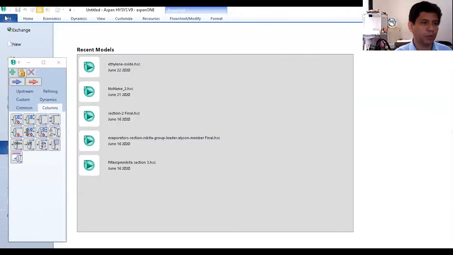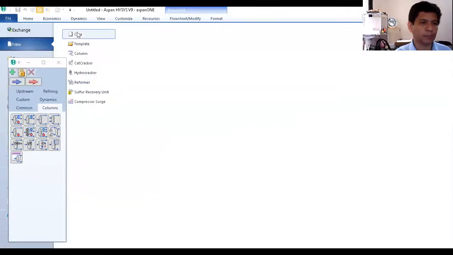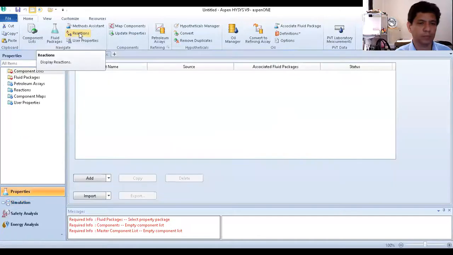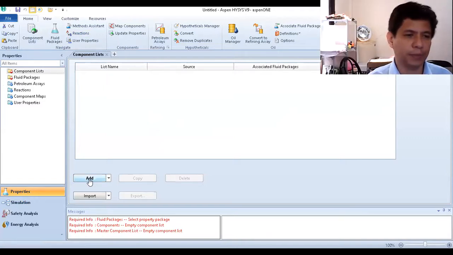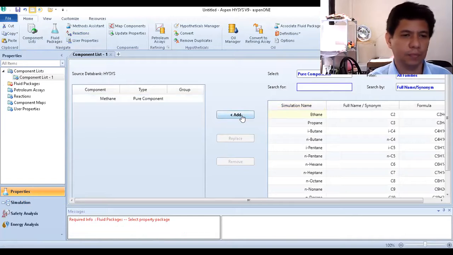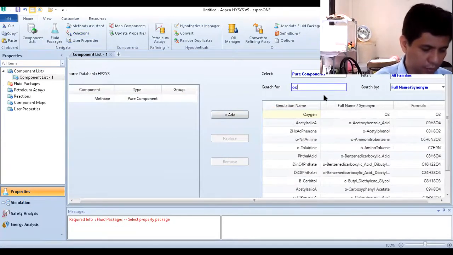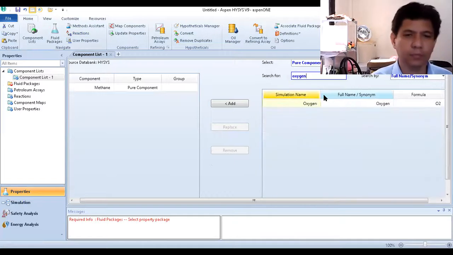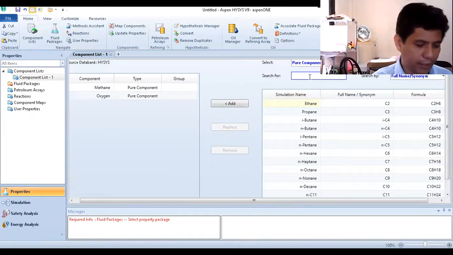Okay, so I'm going to open a new file. Okay, tapos I'm going to add the components. So first is methane. And then oxygen. And then the first product, carbon dioxide.